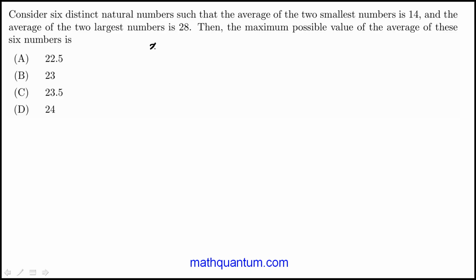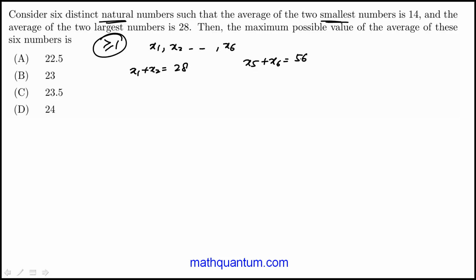So here I'll use letters x1 to x6 to represent these 6 natural numbers. They all have to be greater than or equal to 1. If the first two, the average is 14, that means their sum is twice that, is 28. And same thing with the two largest. The sum is 56.